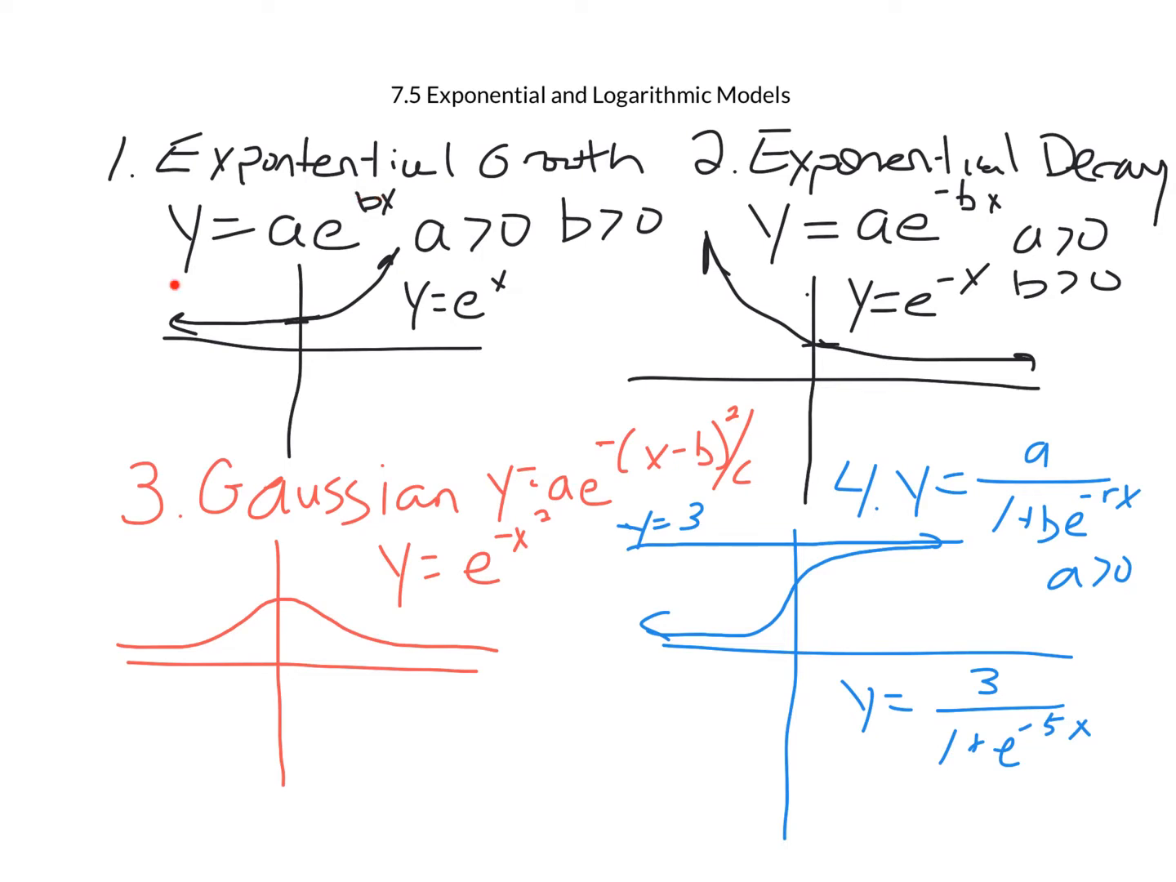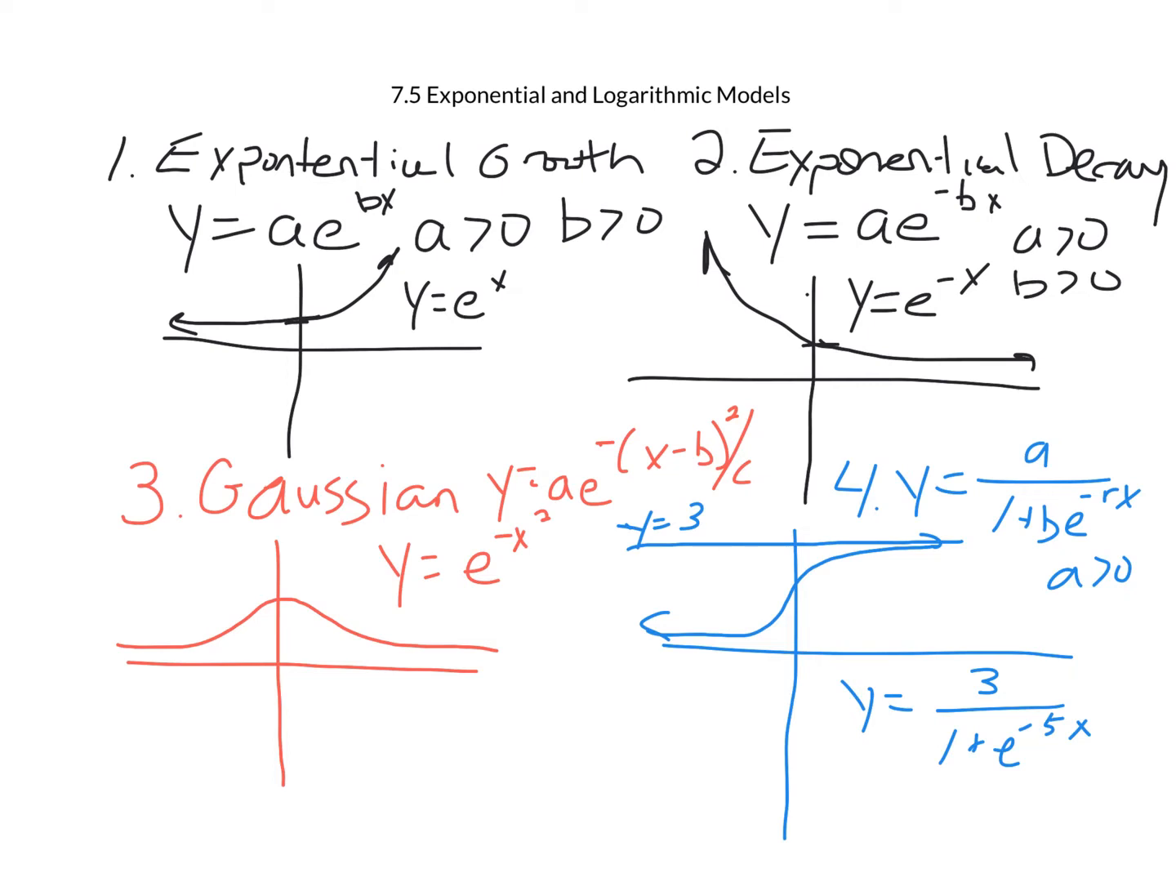Growth is, as you can tell, when x increases, y increases, right? And with decay, as x increases, y decreases. It's exponential because as x increases, it gets really, really big, and it grows really, really fast. So that's why it's called exponential growth and decay. Down here, 3 and 4 are some of your newer ones.